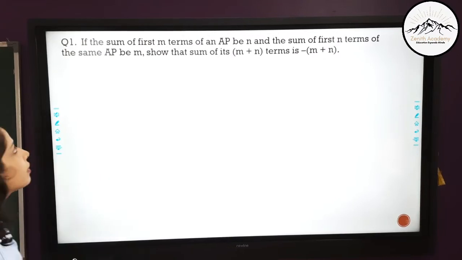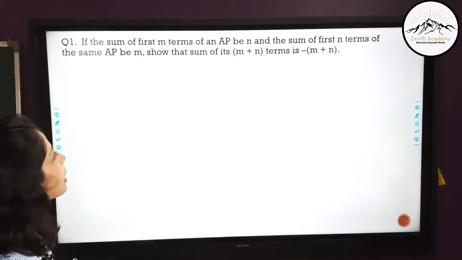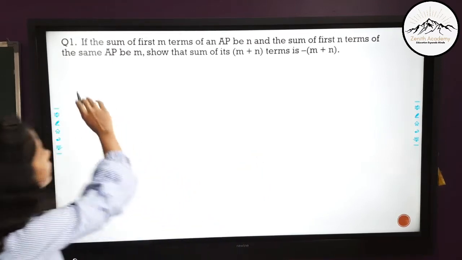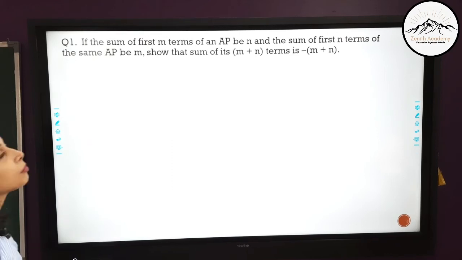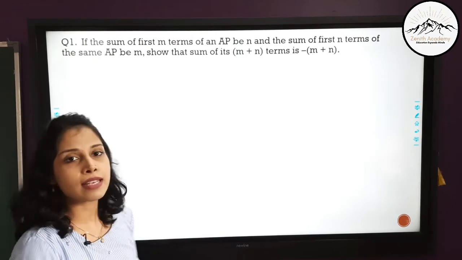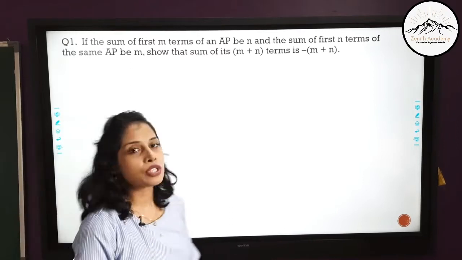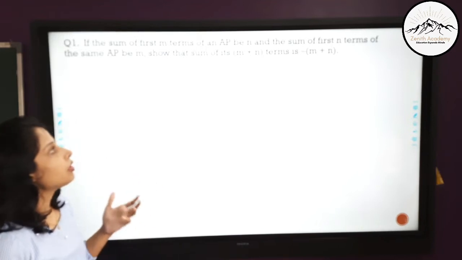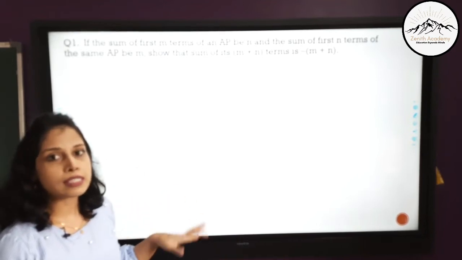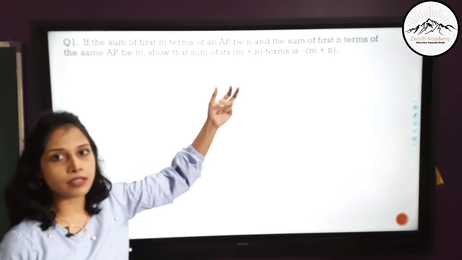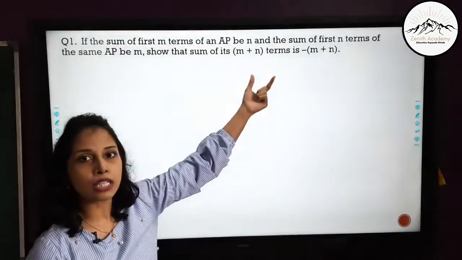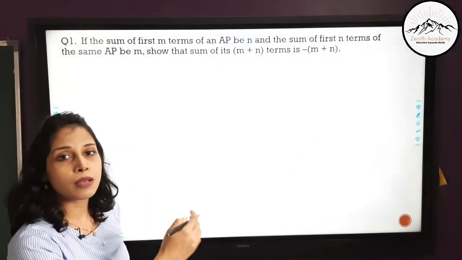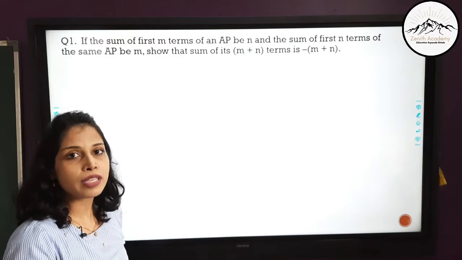So our question number 1 is, if the sum of first m terms of an AP be n and the sum of first n terms of the same AP be m, show that the sum of its m plus n terms is minus (m plus n). Now these kinds of questions we have solved in our previous videos as well. One basic important idea to keep in mind while solving these kinds of questions, where we don't get any figures, we just get these alphabets and we need to prove, is that we always need to take the sums in terms of m and n so that proving is easier.